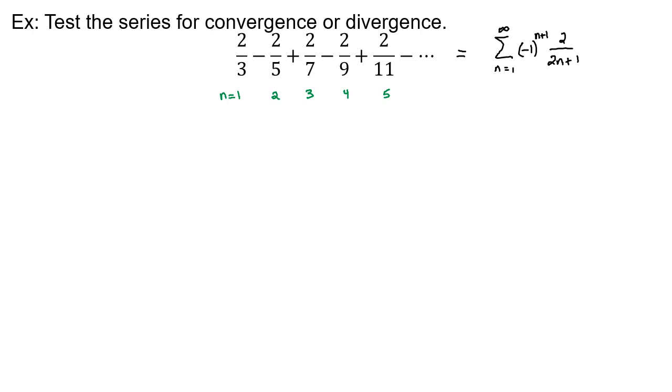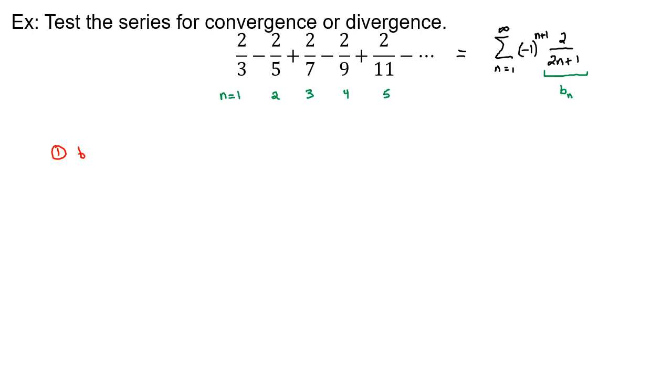So that would be my sequence, the 2 over 2n plus 1. That's your b sub n sequence. The whole thing is your series. And so I want to check these 3 different little categories. I'm going to check each one. The first one said that all your terms had to be bigger than 0.